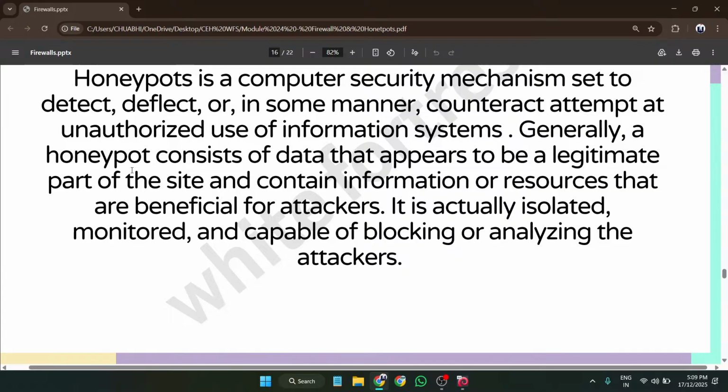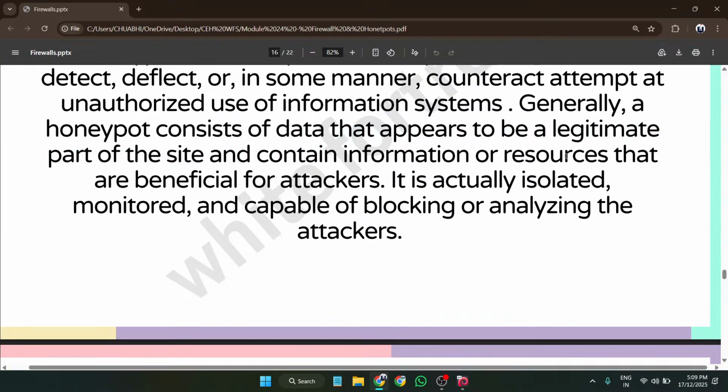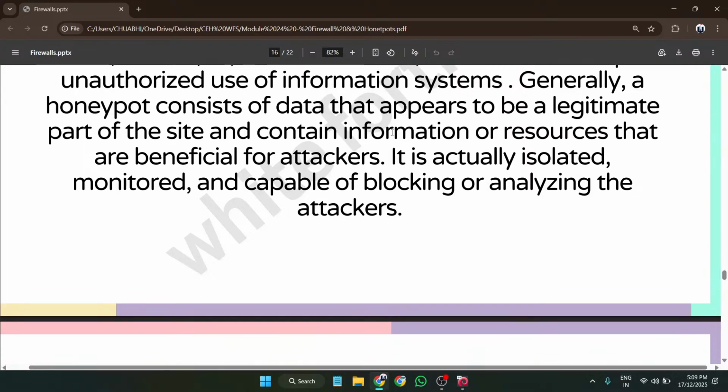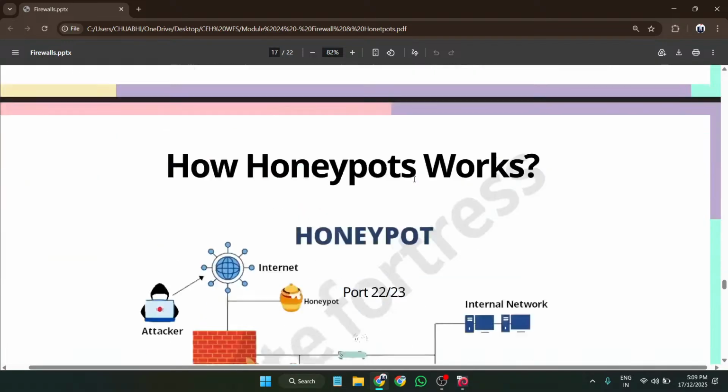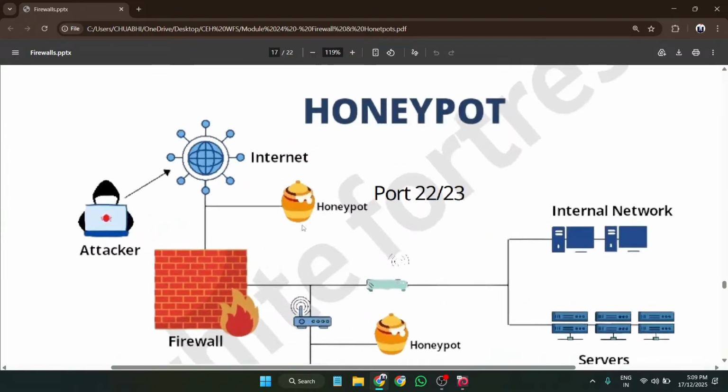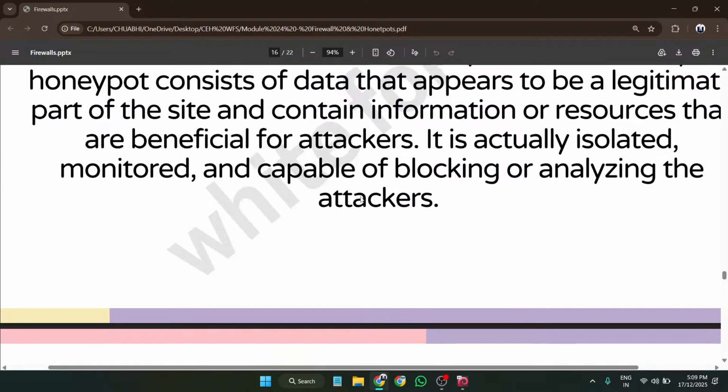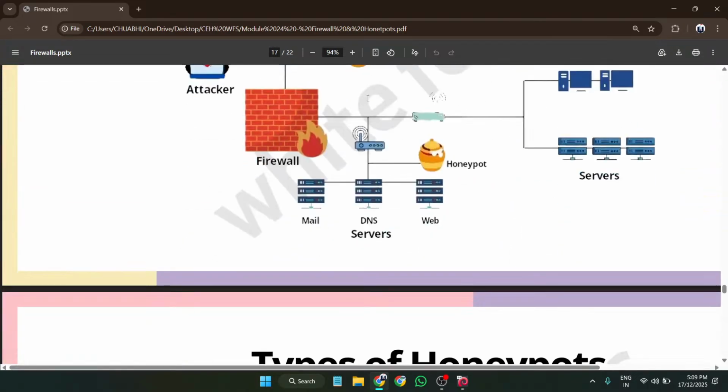Generally, a honeypot consists of data that appears to be a legitimate part of the site and contains information or resources that are beneficial for the attacker. It is actually isolated, monitored, and capable of blocking or analyzing the attacker's attack. So it is basically an isolated system designed only for deceiving the attacker. So that's what a honeypot does.